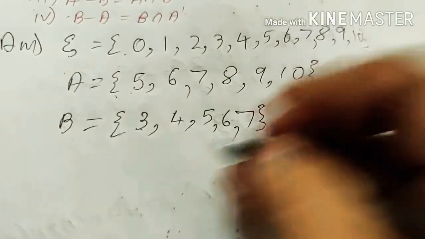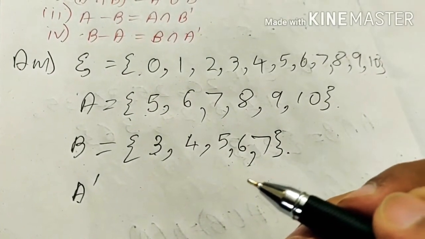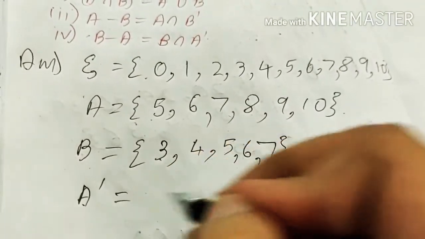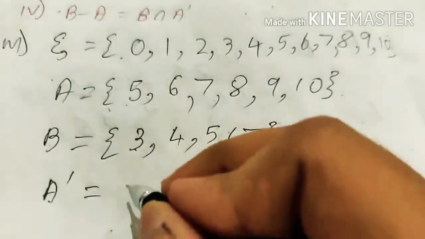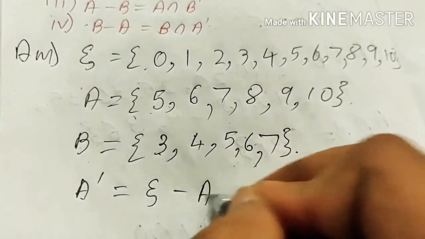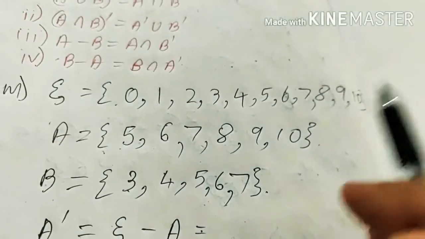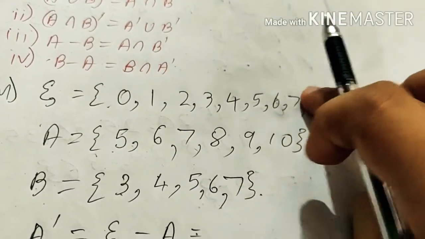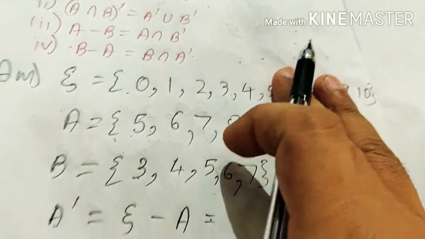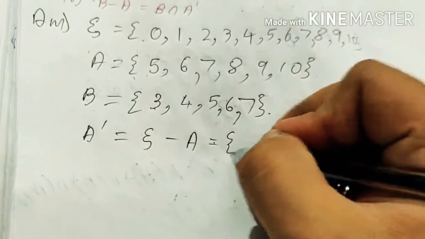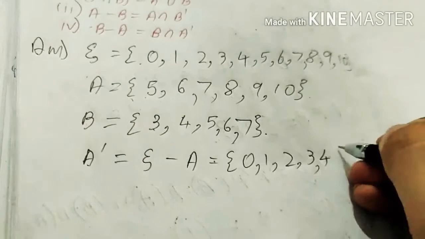Okay. Now what will we find? We will find A complement. A complement here is equal to the universal set minus A. We will eliminate these values from the universal set. That is 10, 9, 8, 7, 6, 5. These will be eliminated. We are left with 0, 1, 2, 3, 4. So this is equal to 0, 1, 2, 3 and 4.